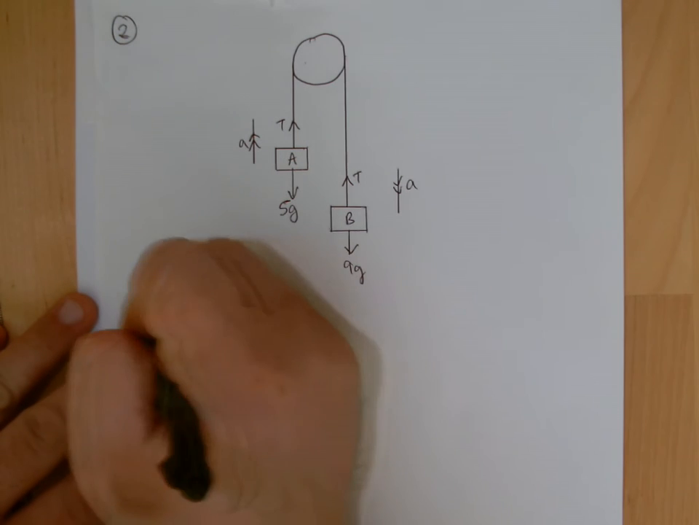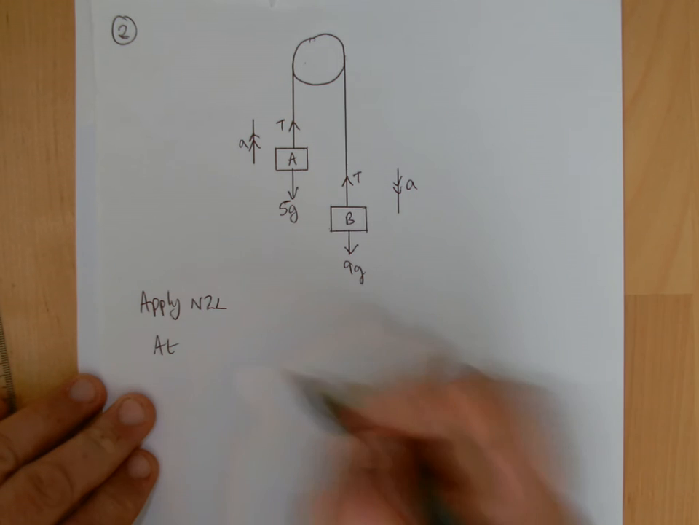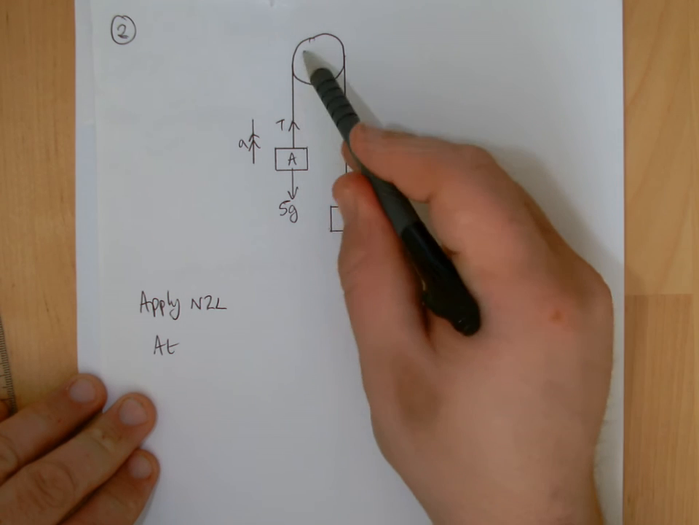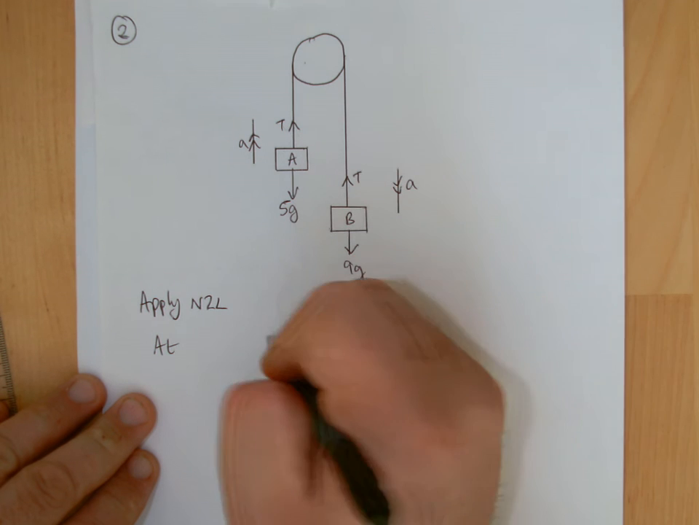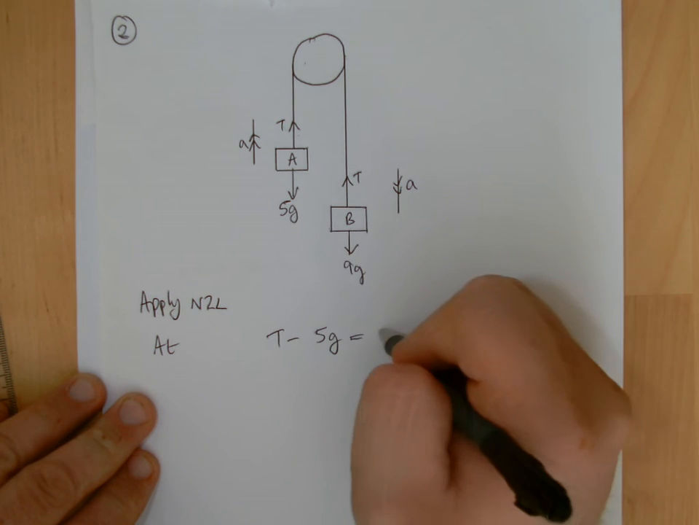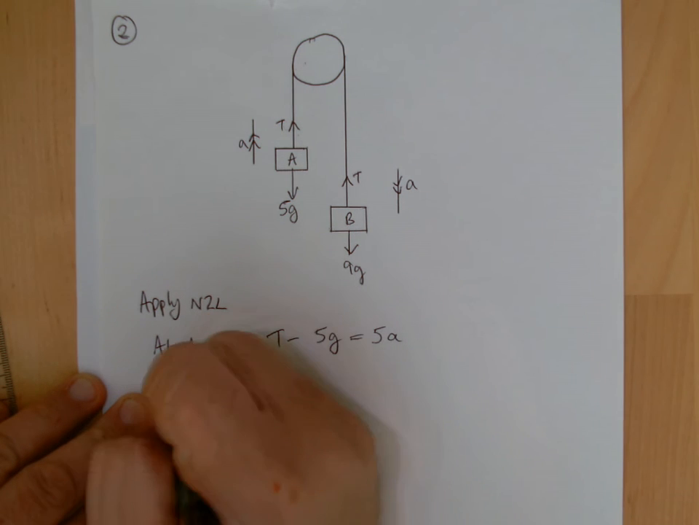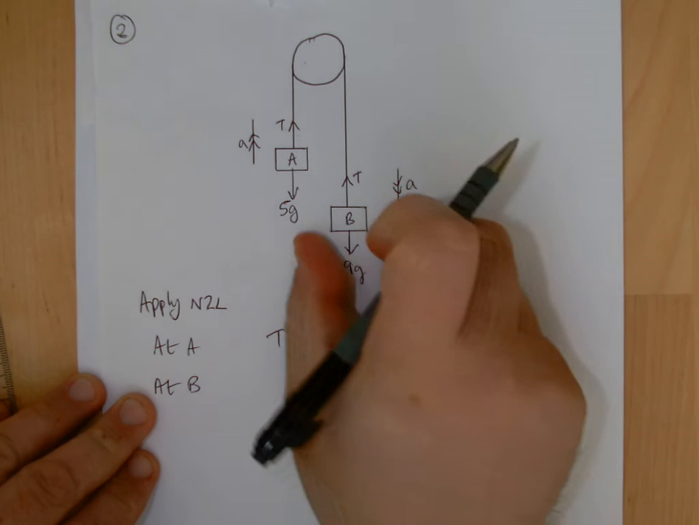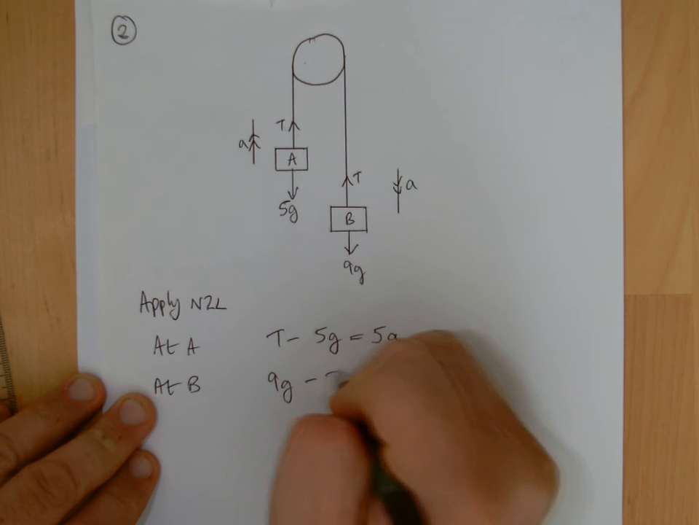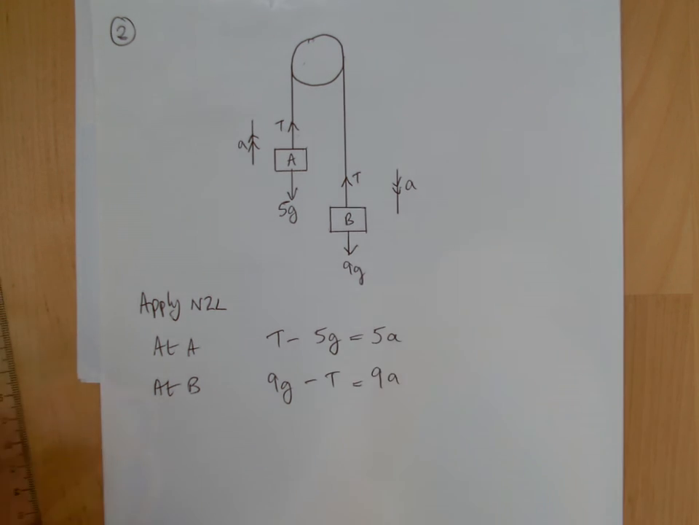So all you've got to do is apply Newton's second law at A and at B. If we look at A to start with, it's the tension that's pulling up object A. So tension has got to be greater than 5G. So T take away 5G is equal to the mass, which is 5, times the acceleration. And then if we look at B, it's pulling it down, so the weight has got to be greater than the tension: 9G take away T equals mass times acceleration.